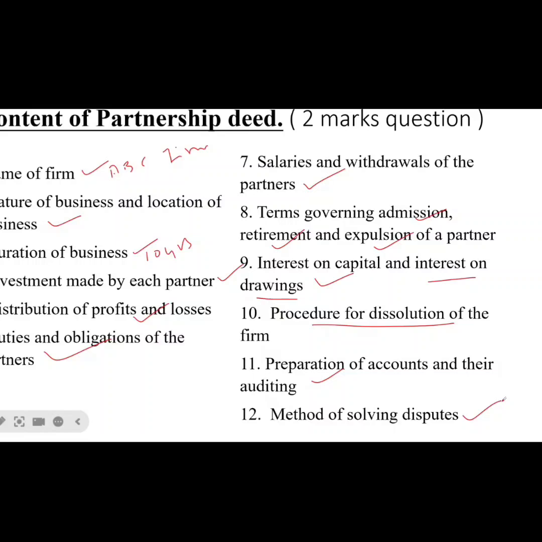So these are the important contents which have to be agreed upon between the partners, and it has to be mentioned in the partnership deed, and it should be agreed upon by all the partners, and it should be signed by all the partners, which is called a partnership deed.